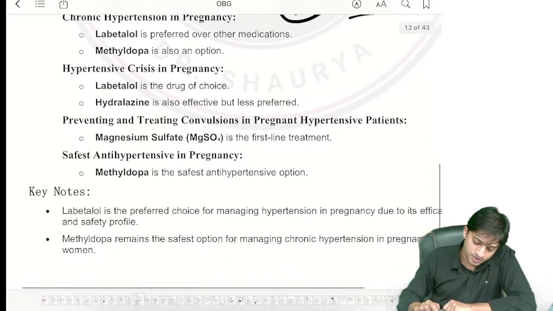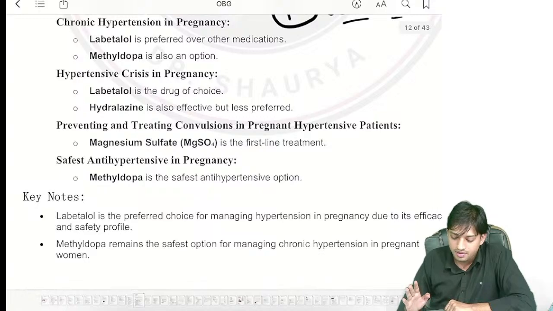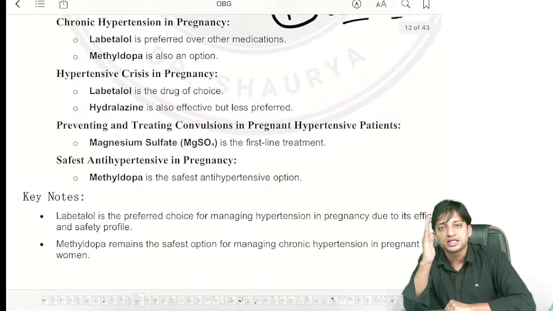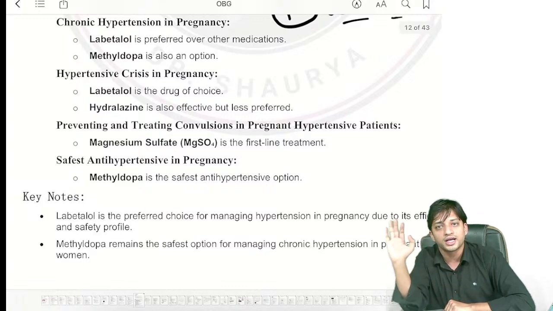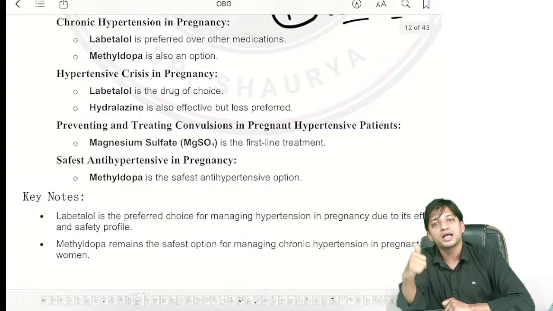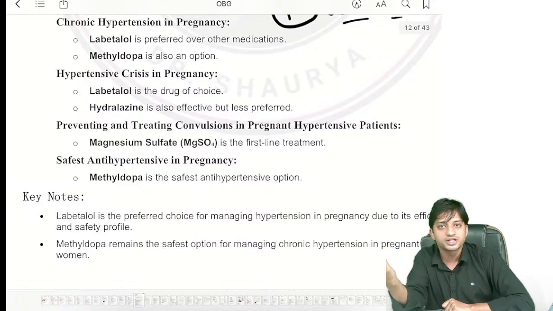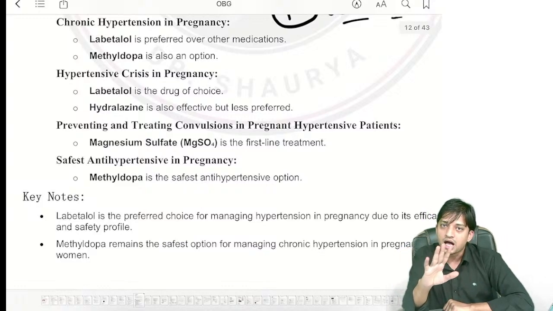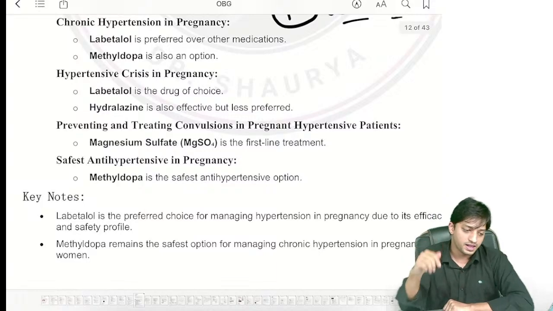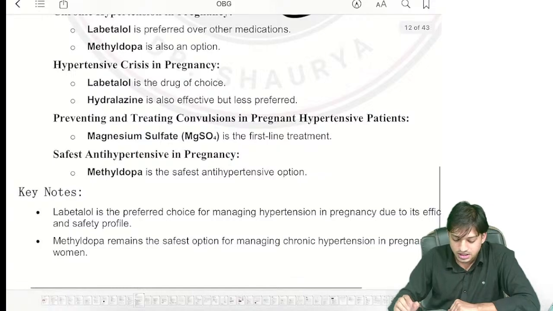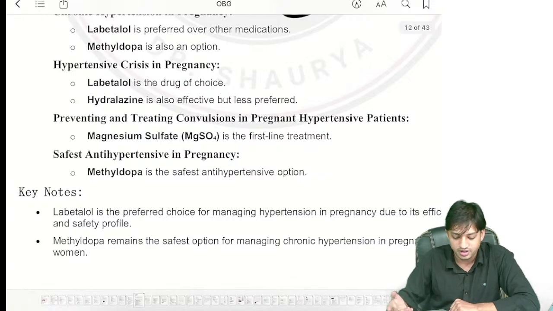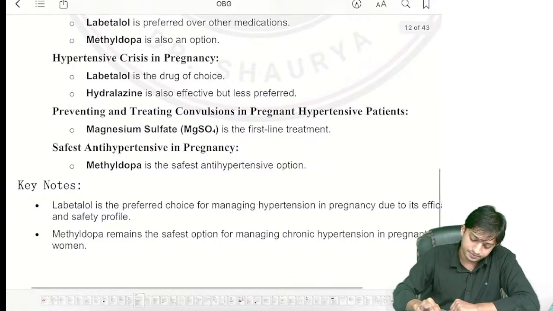Now coming here, preventing and treating convulsions in pregnant hypertensive females. What will you do? We have discussed. Convulsion means as soon as PIH is accompanied with convulsions, proteinuria, other signs of end organ damage, it will be eclampsia. Eclampsia comes, Pritchard regime. Without thinking, Pritchard regime, we have discussed. Magnesium sulfate you have to administer. The story is over. Right? Now, you can come here. The safest antihypertensive drug in pregnancy is methyl dopa, very safe, right?